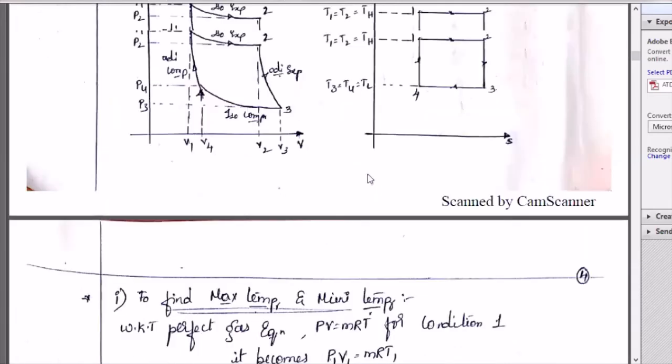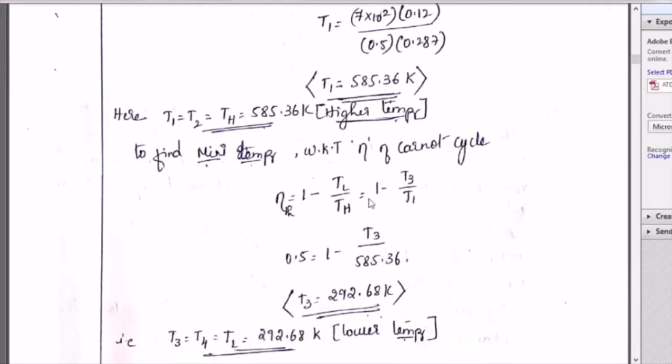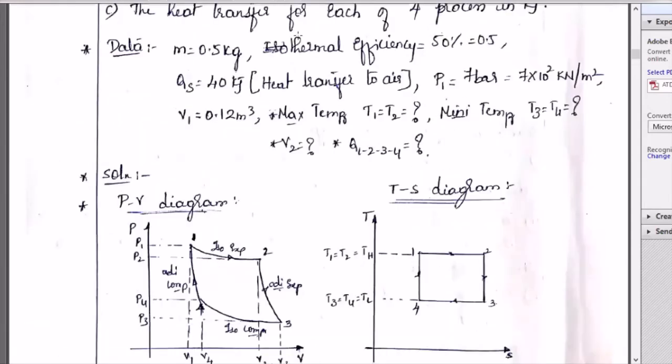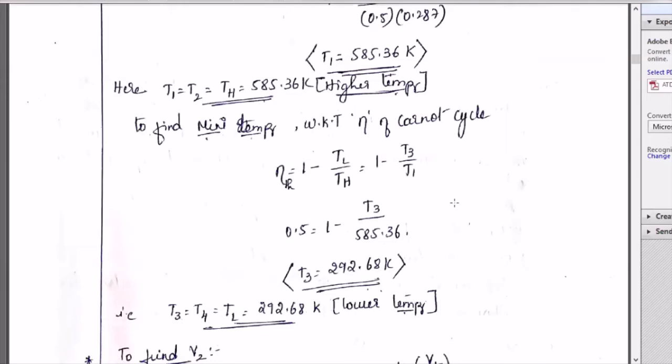From the TS diagram, T1 is equal to T2. That's why I write T1 is equal to T2. Next, to find the minimum temperature, we know the efficiency of the Carnot cycle is 1 minus T3 by T1. The thermal efficiency value is given in the problem. If I use thermal efficiency, I could find out the temperatures, but two temperatures are unknown. So one temperature needs to be found out. To find one temperature, I use the P V is equal to m R T equation. After that, once I get the T1 value, I go for the thermal efficiency, 1 minus T3 by T1, where T1 we have just figured out, and T1 is equal to T2. Substituting that, we get the T3 value.